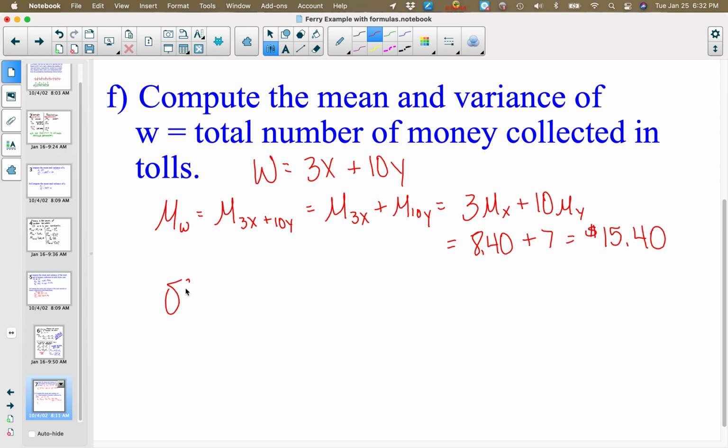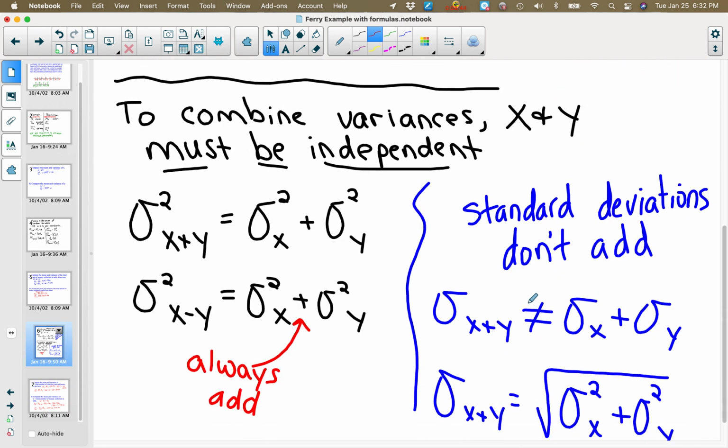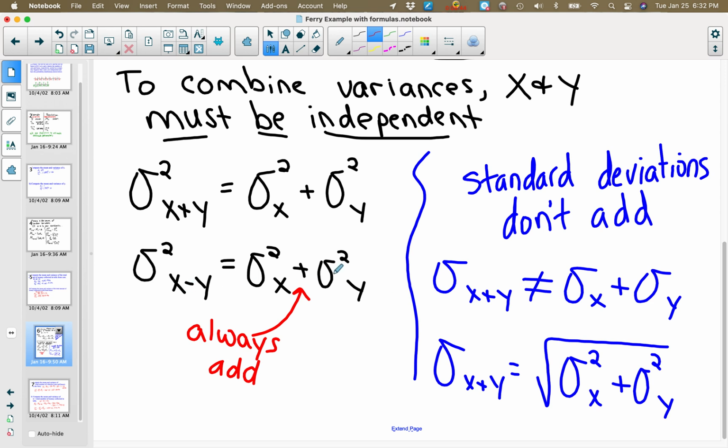For our variance, we're going to have sigma squared 3X plus sigma squared 10Y. So we already calculated this. So we're going to have $14.94 plus 61, because we already calculated that. You can check back a few slides to see that. So we get $75.94. Now, one thing you haven't seen yet, I haven't shown you an example yet where we have to deal with this idea of subtraction. So we'll see one coming up here in just a minute.